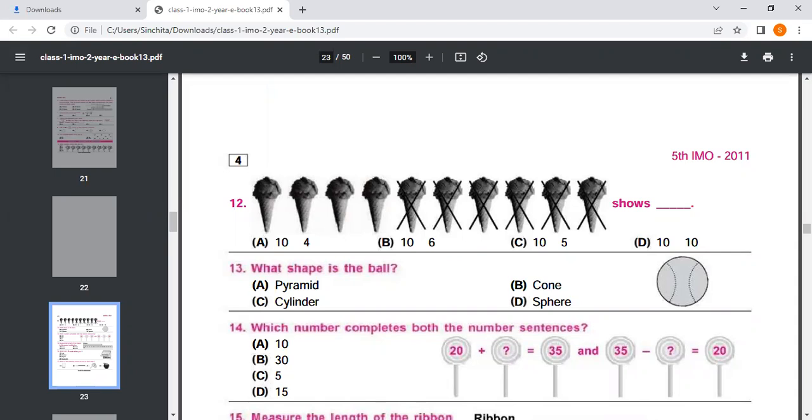Okay, now tell me number 13. What shape is the ball? Sphere. Very good, it's sphere. Explain me the answer better. Okay, ma'am.